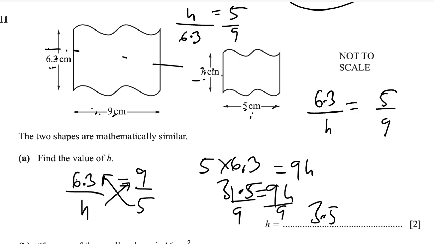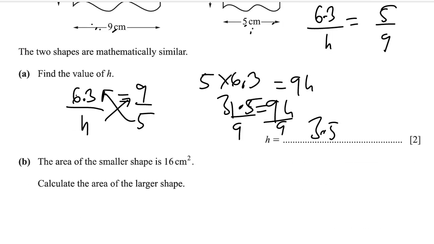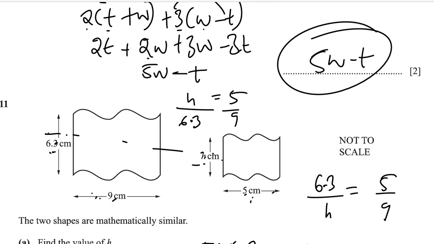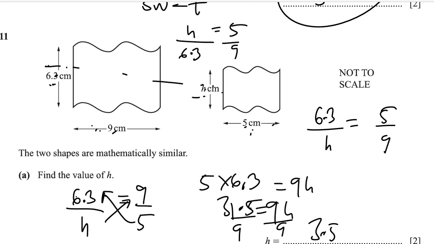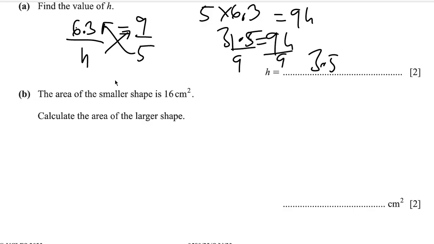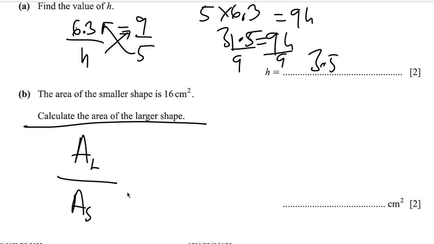So h is 3.5. Next question says the area of the smaller shape is 16 cm squared. Calculate the area of the larger shape. Now this leads us to what we call the area scale factor, and this is very crucial, not hard in any way. We're looking for the area of the larger shape, so we can call the area of the larger shape AL and the area of the smaller shape AS.